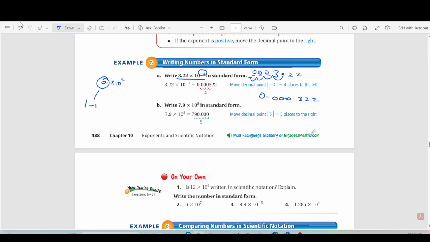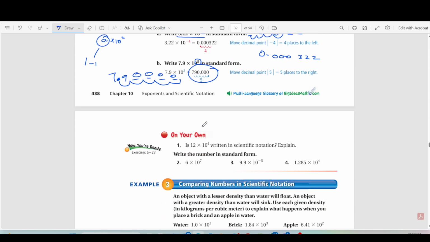And if the power is positive, we need to move the decimal point to the right. How many steps? For that, we need to check the exponent. The power is 5, so we need to move 5 steps. First, we write the number 7.9, move it 5 steps. 1, 2, 3, 4, 5. These empty places need to be filled with 0. So this will become 790,000.